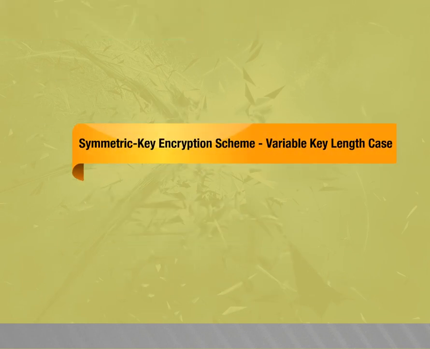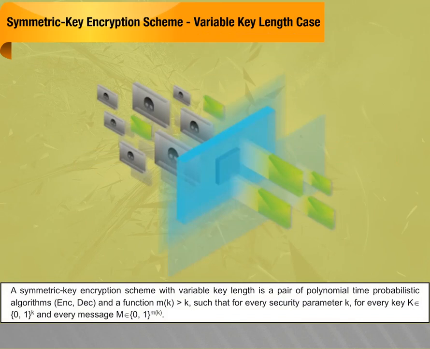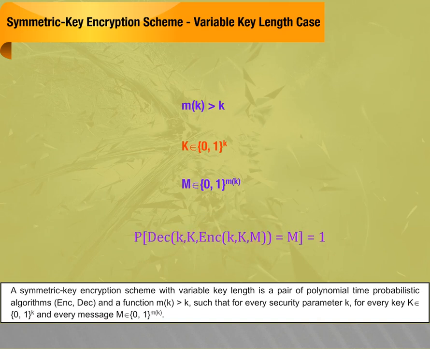Symmetric key encryption scheme, variable key length case. A symmetric key encryption scheme with variable key length is a pair of polynomial time probabilistic algorithms, encryption and decryption, that is ENC, DEC, and a function m(k) > k, such that for every security parameter k, for every key k in {0,1}^k and every message m in {0,1}^m(k), P[DEC(k, ENC(k, m)) = m] = 1.